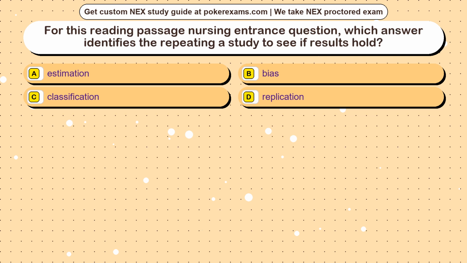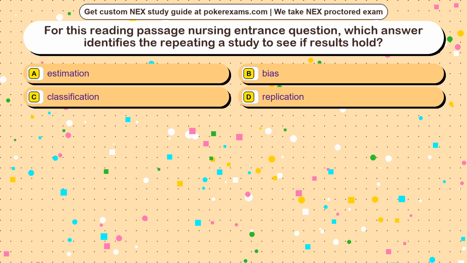Question 13. For this reading passage nursing entrance question, which answer identifies the repeating a study to see if results hold? Option A, estimation. Option B, bias. Option C, classification. Option D, replication.